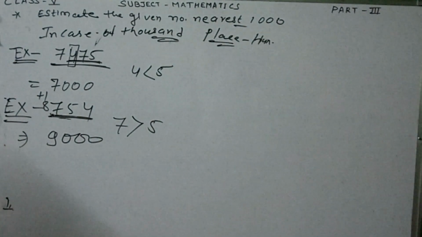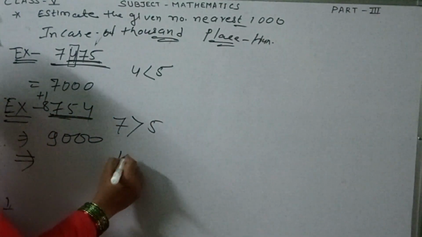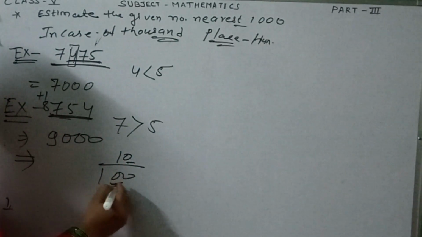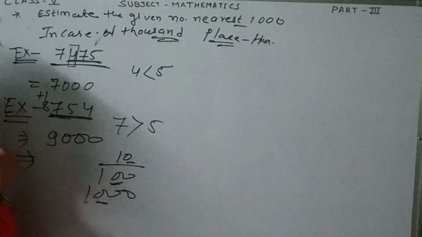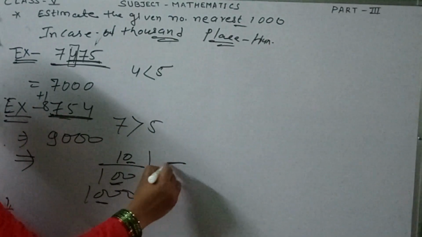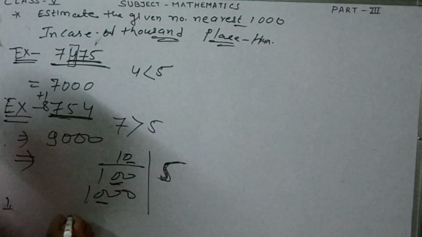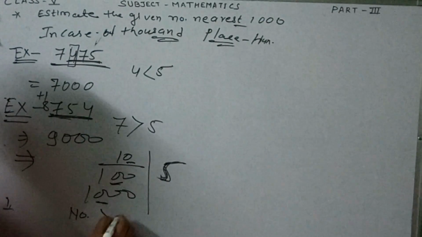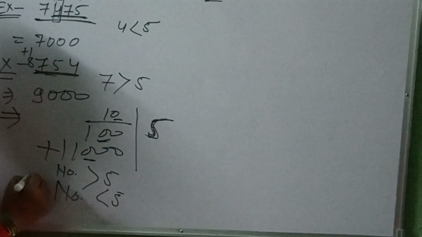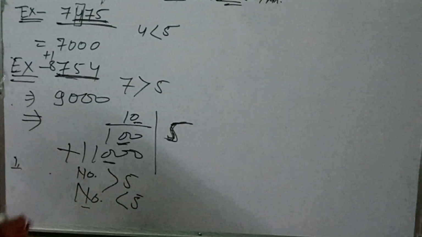In short, I will tell you: in case of tens, you have to check the ones value. In case of 100, you have to check the tens value. In case of 1000, you have to check the value of 100, and you have to compare with 5 only. If the number is greater than 5, then you have to plus 1, and if the number is less than 5, no need to add anything, simply write the given number, and afterwards you put the 00.